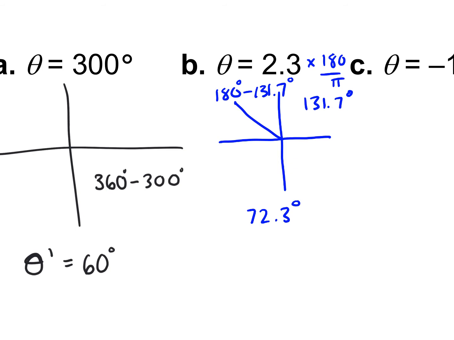What you could do instead is, we know that 2.3 is in the second quadrant, and 180 is pi, so just do pi minus 2.3. So convert it to help you tell what quadrant it's in, and then plug it back in using radians here. So what's pi minus 2.3?